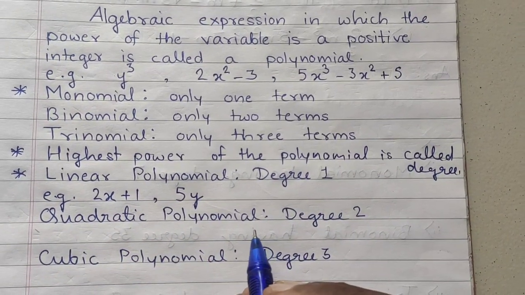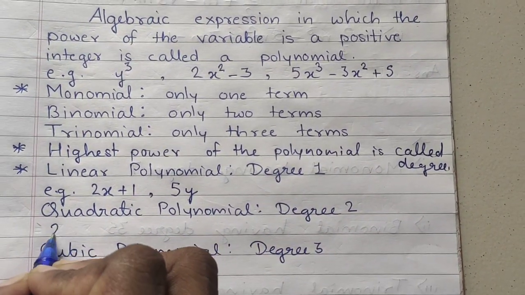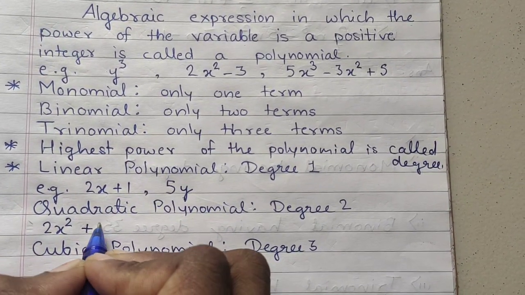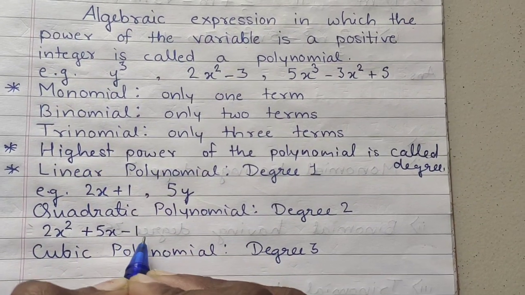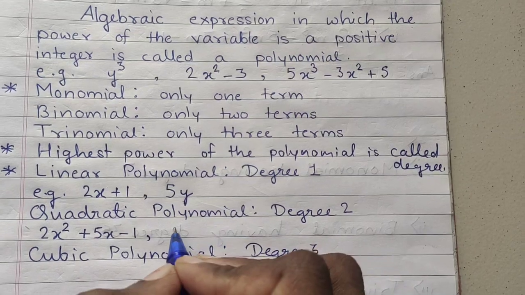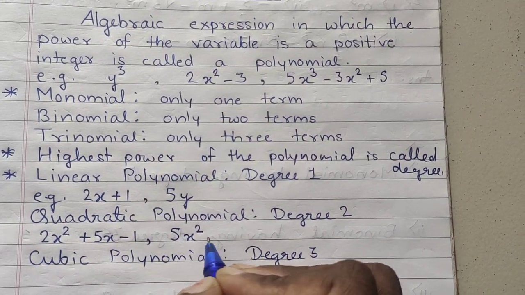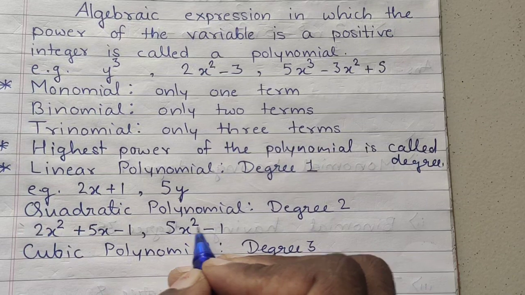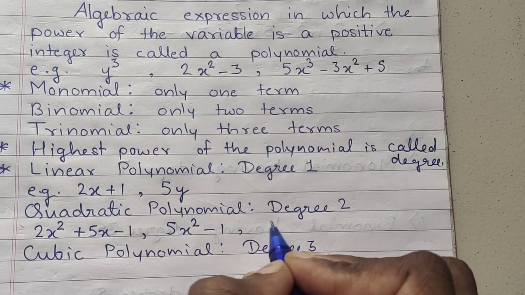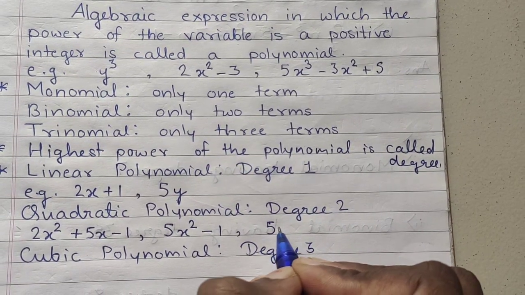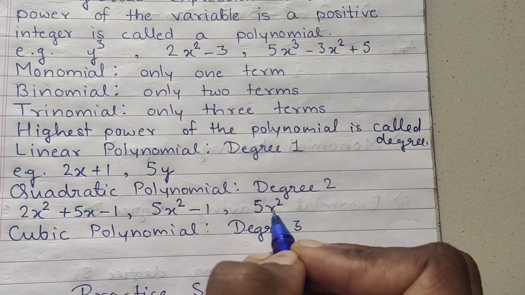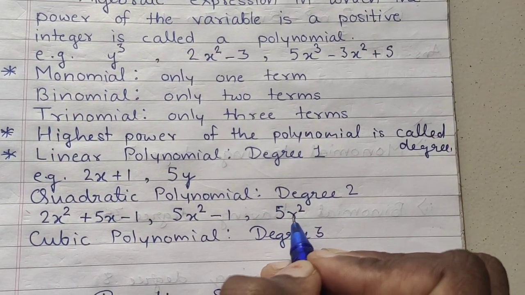Now coming to quadratic polynomial. I have already given you some examples. Let me write here also. 2x square plus 5x minus 1. This is a quadratic polynomial because the maximum power is 2. 5x square minus 1. This is also quadratic because the maximum power is 2. One more example I am writing here. 5r square. So r is your variable and the power is 2. So this is also a quadratic polynomial.